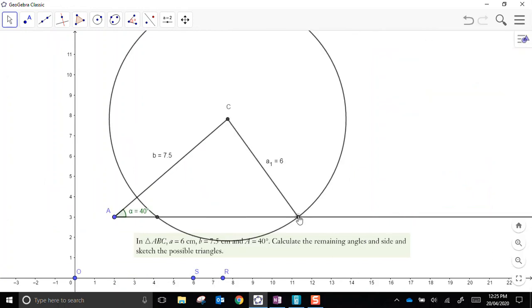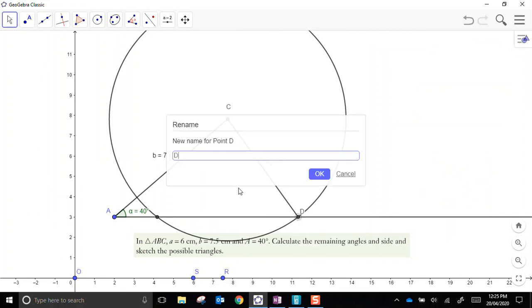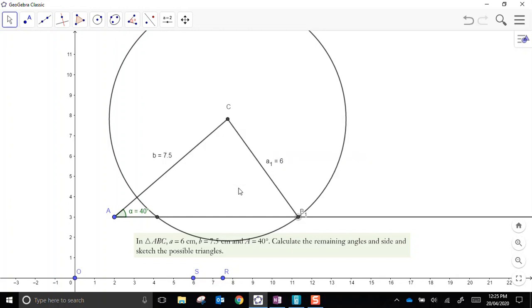This point down here, let's see, oh, it's D. Well, no, we don't want that. We want to rename that to be point A, beg your pardon, point B1, that's vertex B, there it is. So B1, side A1, that's one possible answer.